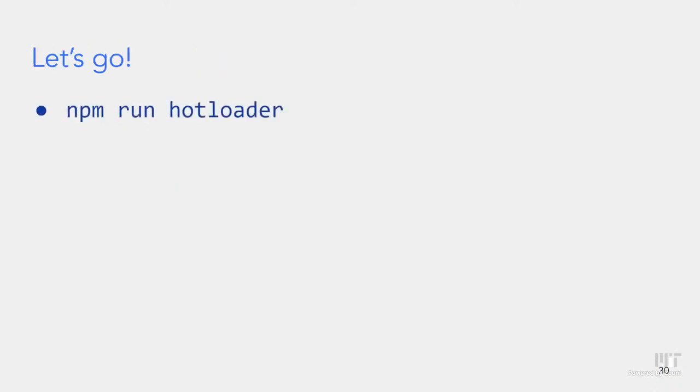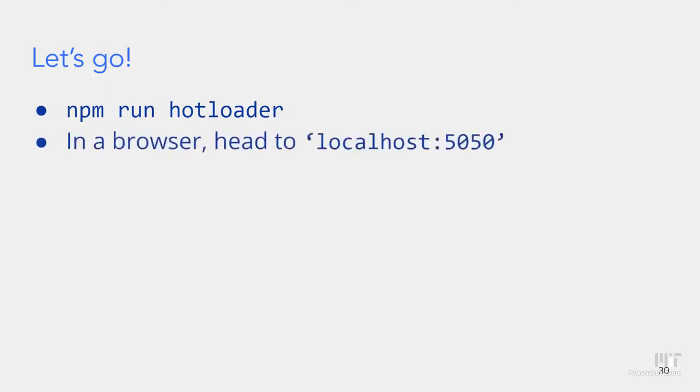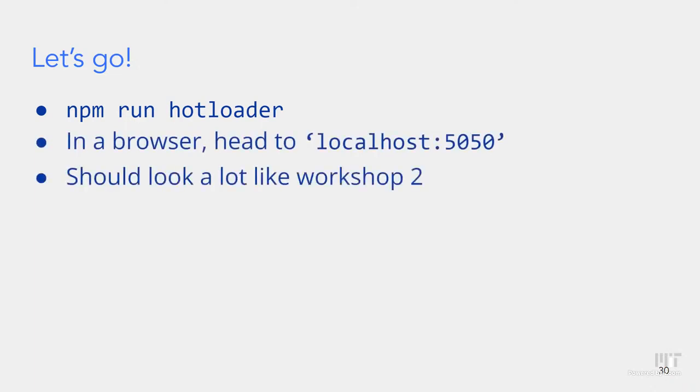So let's go. If everyone can run npm run hot loader, note this is the command to run your front end. It's not npm start, it's npm run hot loader. And in the browser, head to localhost 5050, and it should look a lot like where we ended off from workshop 2.